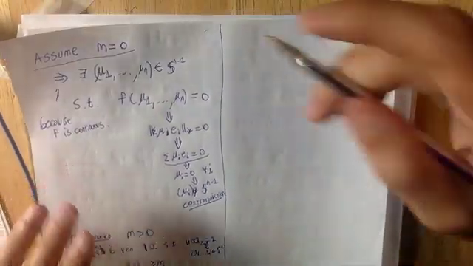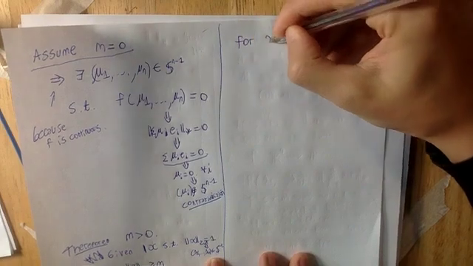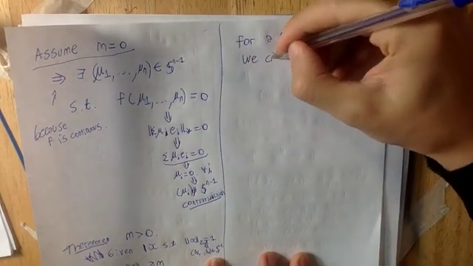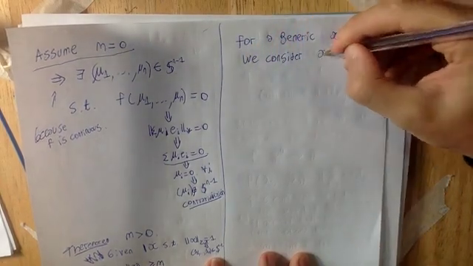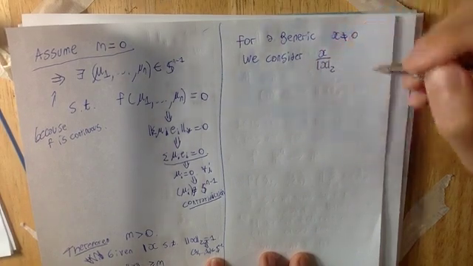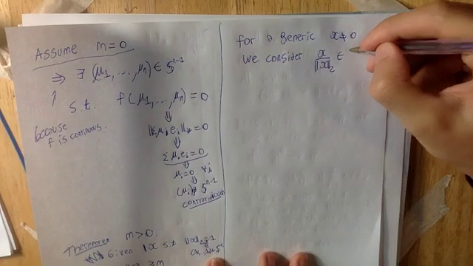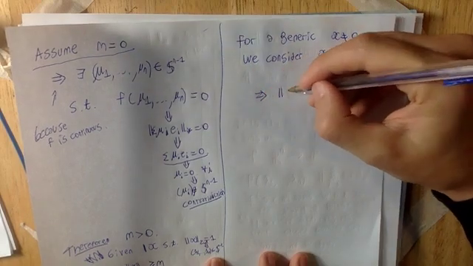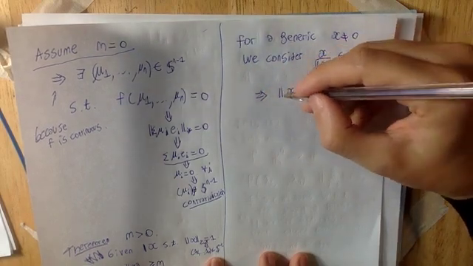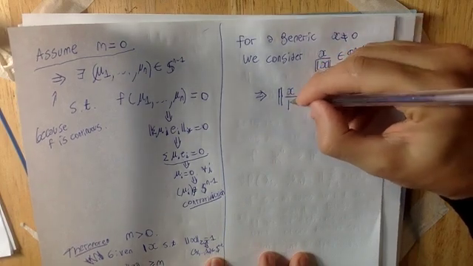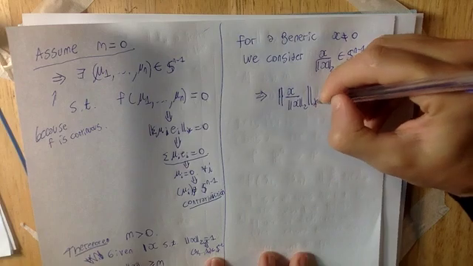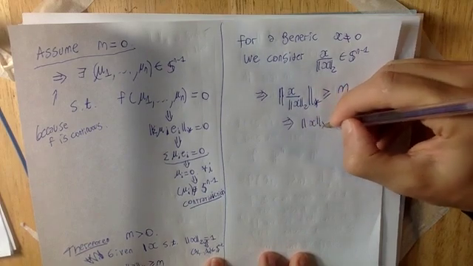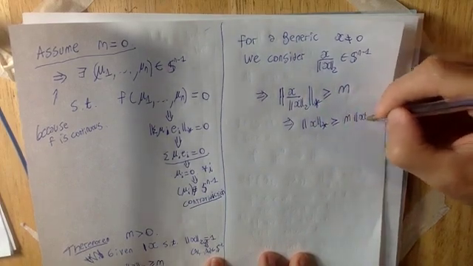So then for a generic x different from 0, we consider x over the norm 2 of x, which is in S^{n-1}, which then implies that the star norm of x over its norm 2 is bigger or equal than m, and this implies the norm of x star is bigger or equal than m times the norm 2 of x.